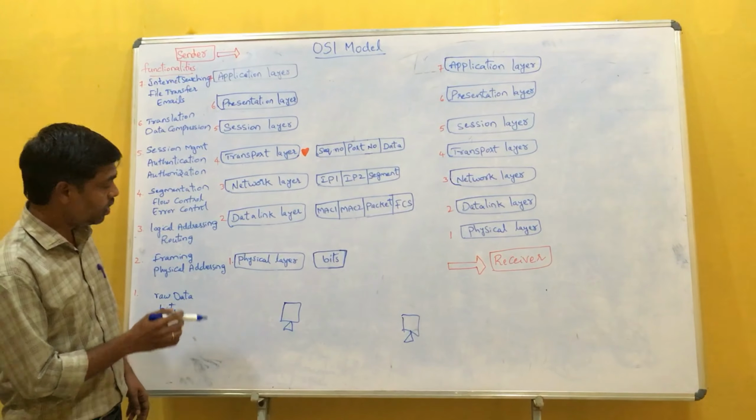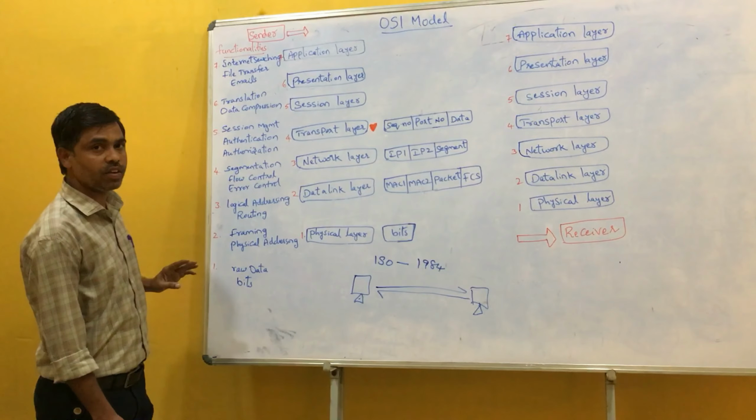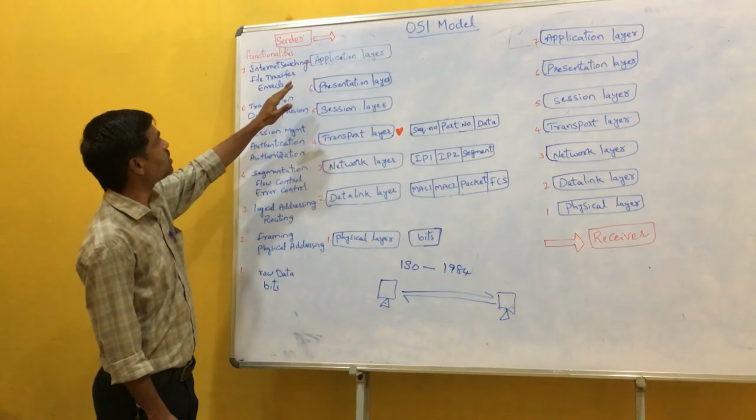The OSI model was developed by ISO, which is the International Organization for Standardization, in the year 1984. It is a 7-layered architecture, and these are the 7 layers. Now we are going to study in detail how these 7 layers work. Apart from these layers, each and every layer has certain functionalities. Each layer performs a special functionality.